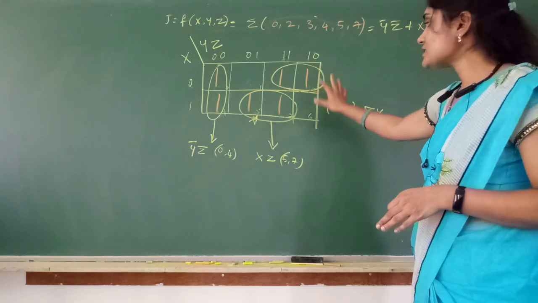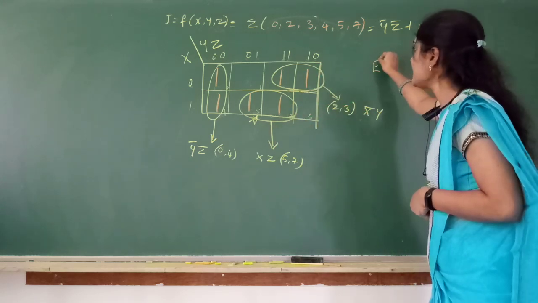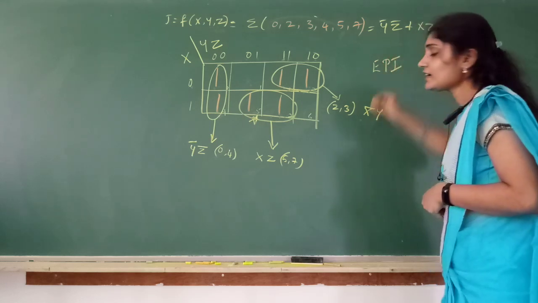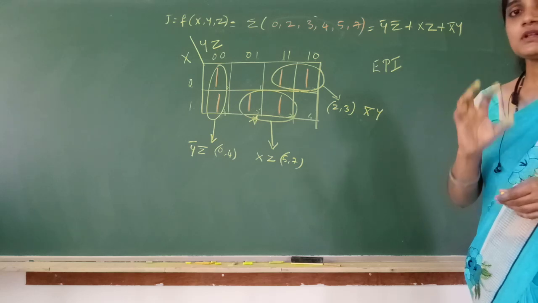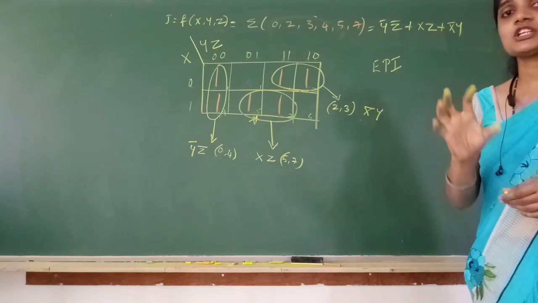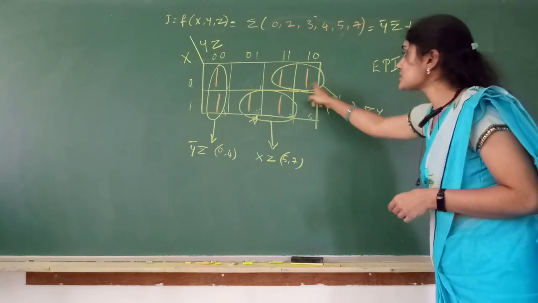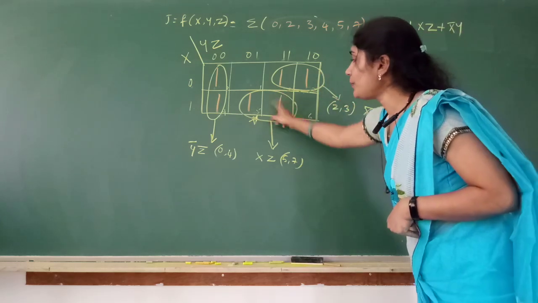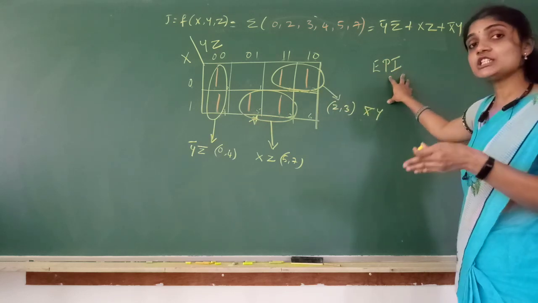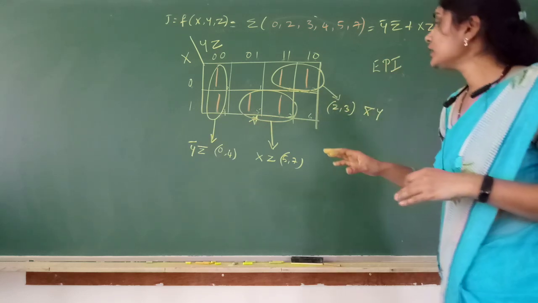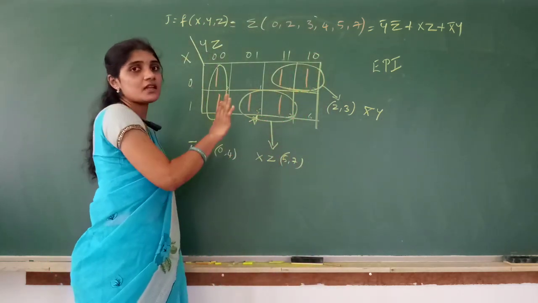Now, these terms are called essential prime implicant. Essential prime implicant means which are very much essential to write a simplified equation. See, each grouping we have done is called a prime implicant. What is essential prime implicant? I'll tell you. As I said, these three are essential. But why are these three essential? Let us understand.